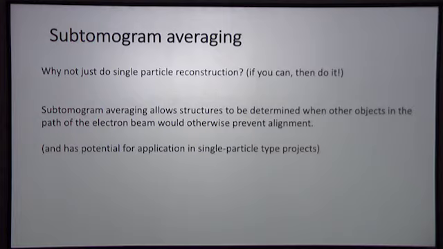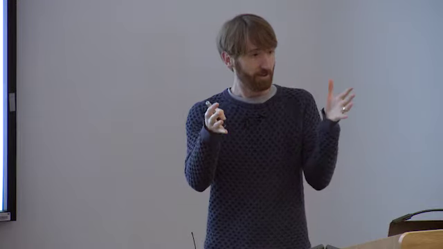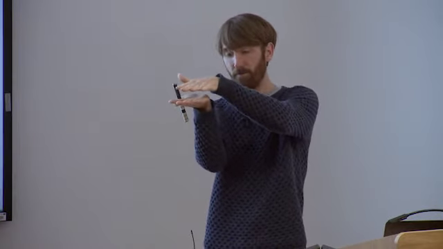So why do subtomogram averaging? One question is, why not just do single particle reconstruction? There are certainly borderline cases. If you imagine you've generated a lamella which is extremely thin, then you can probably just take a 2D projection image, pick out the things which you're interested in, and do single particle reconstruction. At some point your lamella becomes so thick that you can't then find your object of interest anymore, or you can't align your object of interest anymore.